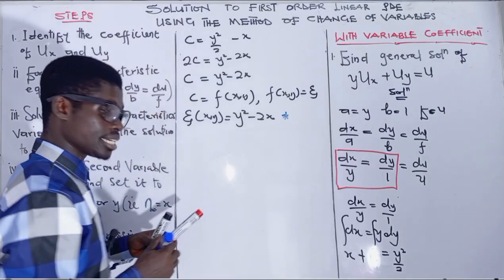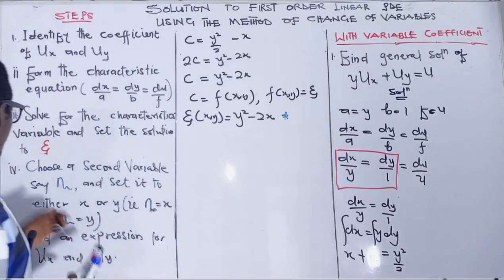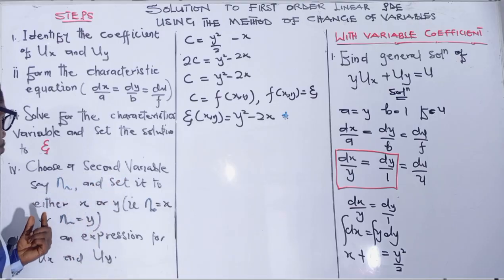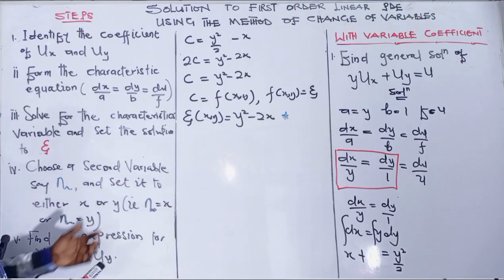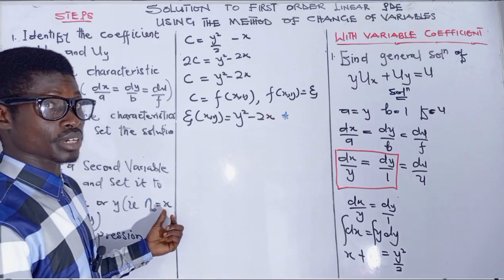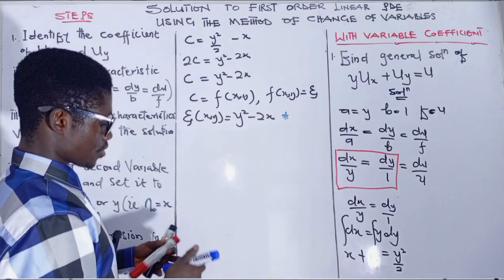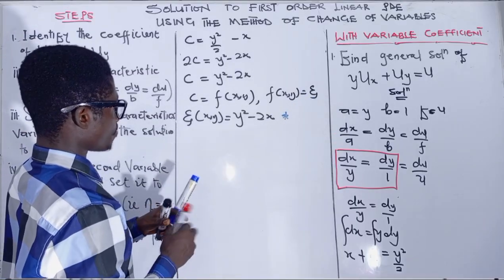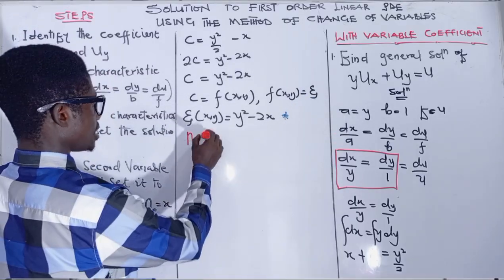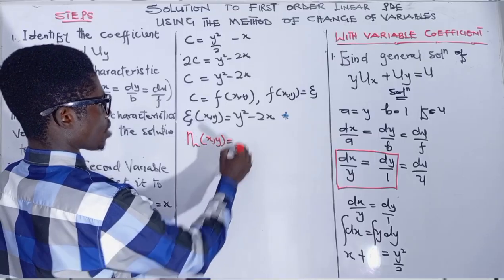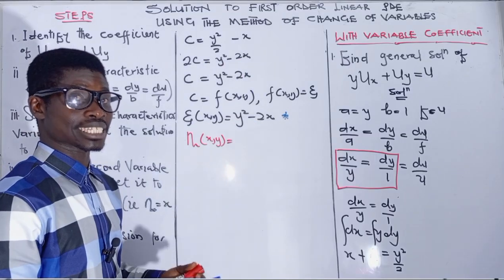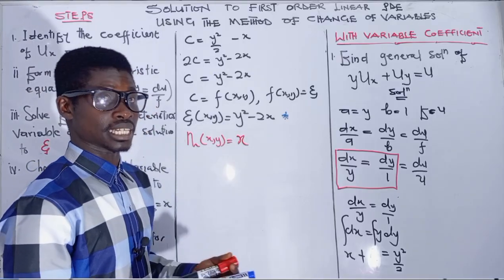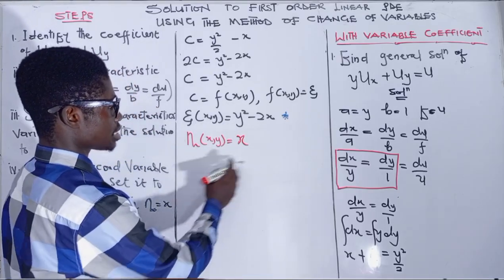Since we have our zeta, we move on to our eta. So that is the fourth step. Choose a second variable, say eta, and set it to either x or y. So if we set it to x, eta is equal to x, or eta is equal to y. We are going to choose our second variable, eta, which is also in terms of x and y. We set it to either x or y. So let's set it to x. If we set it to y, we are going to get the same thing. Okay, good. So let's choose x.